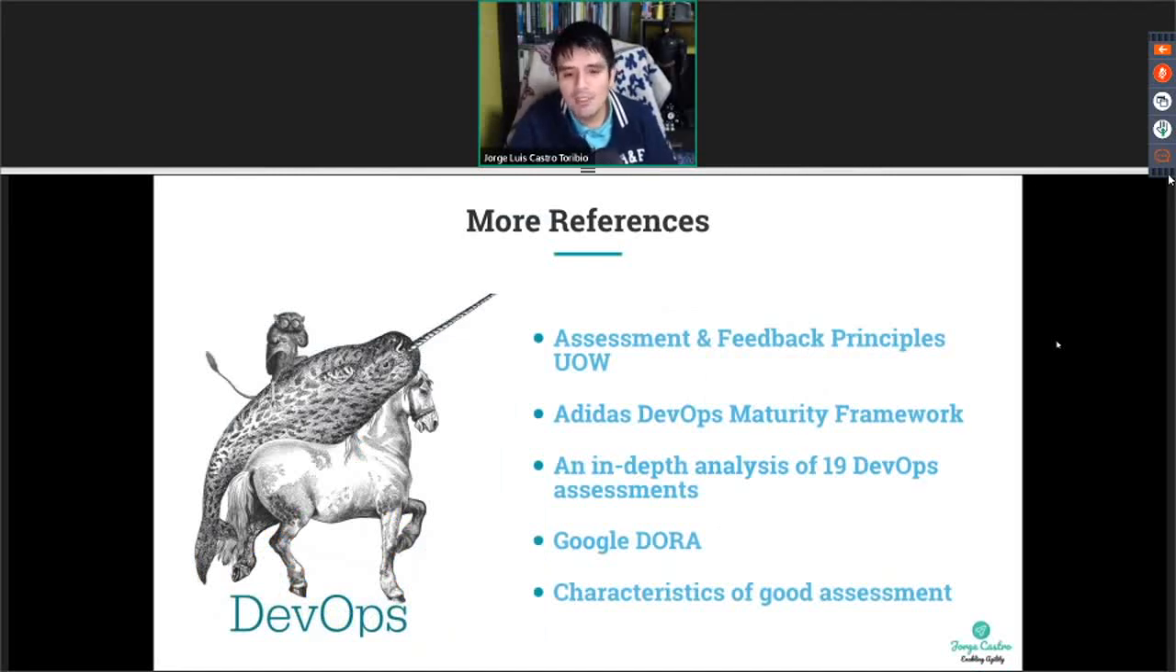You can get a reference from the Adidas DevOps Maturity Framework, from the DORA Assessment, from Google. Characteristics of a good assessment. As I said, I researched a lot about how educators manage assessment, especially for colleges in the US and colleges in Australia. So you have the information here.